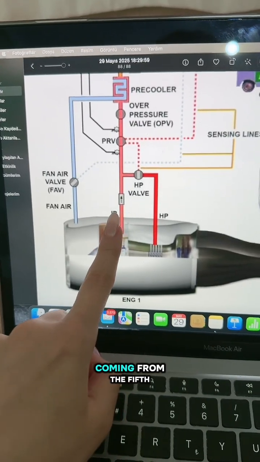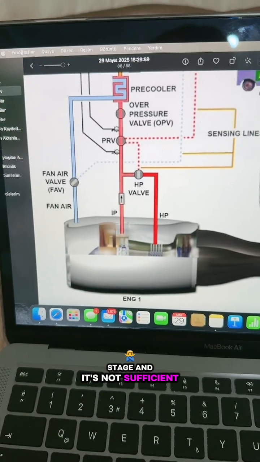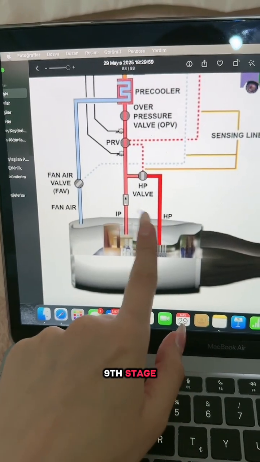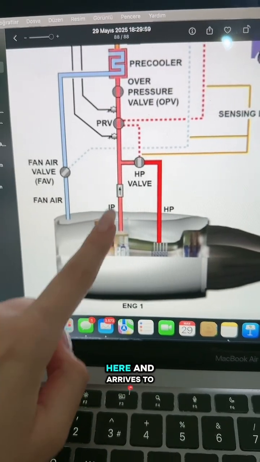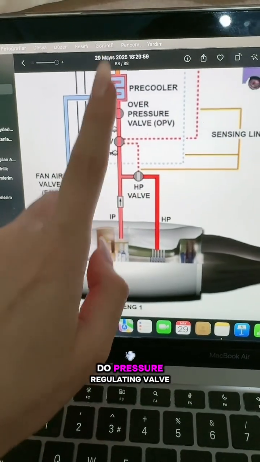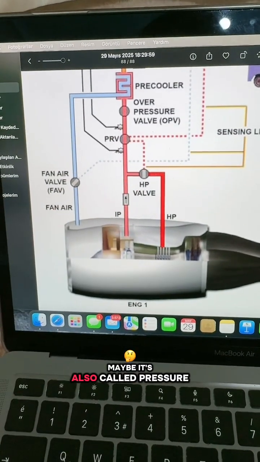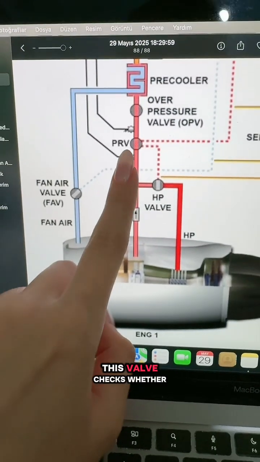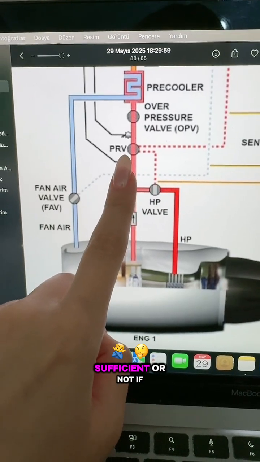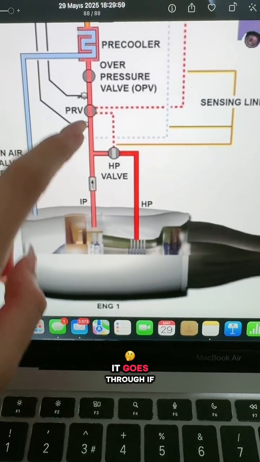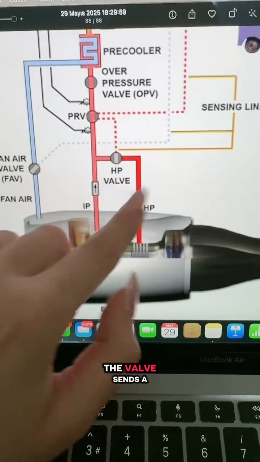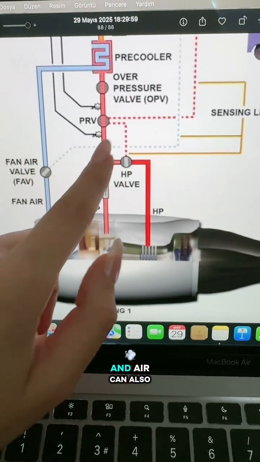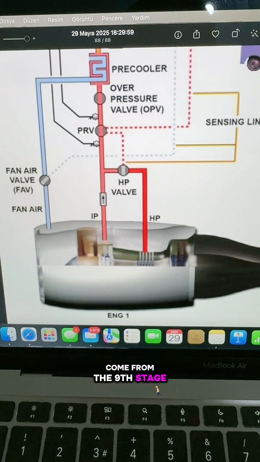Or if the air coming from the fifth stage is not sufficient, the high pressure valve opens and you also start getting air from the ninth stage. The air goes from here and arrives at the pressure regulating valve. Maybe it's also called the pressure regulator valve, I might be remembering wrong. This valve checks whether the air pressure is sufficient or not. If it's enough, it goes through. If not, the valve sends a signal to the high pressure valve saying insufficient, so that one opens and air can also come from the ninth stage.